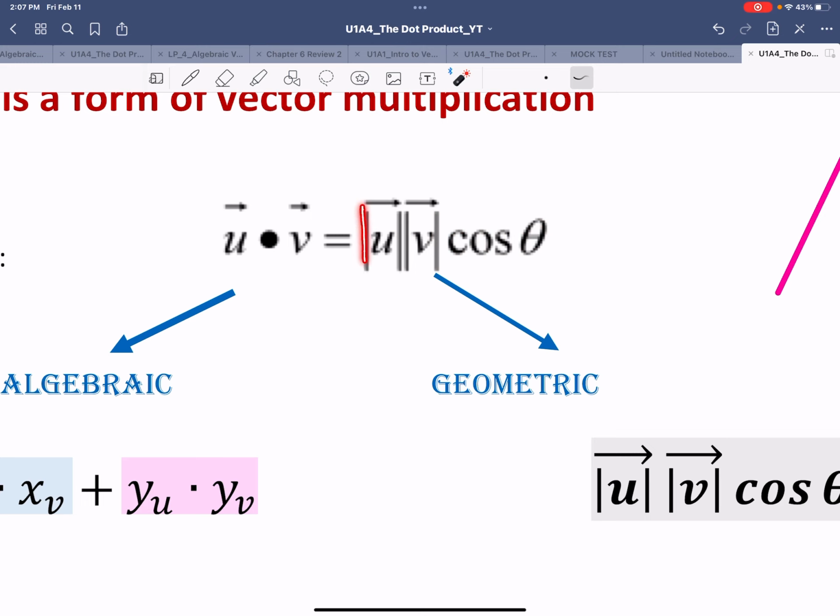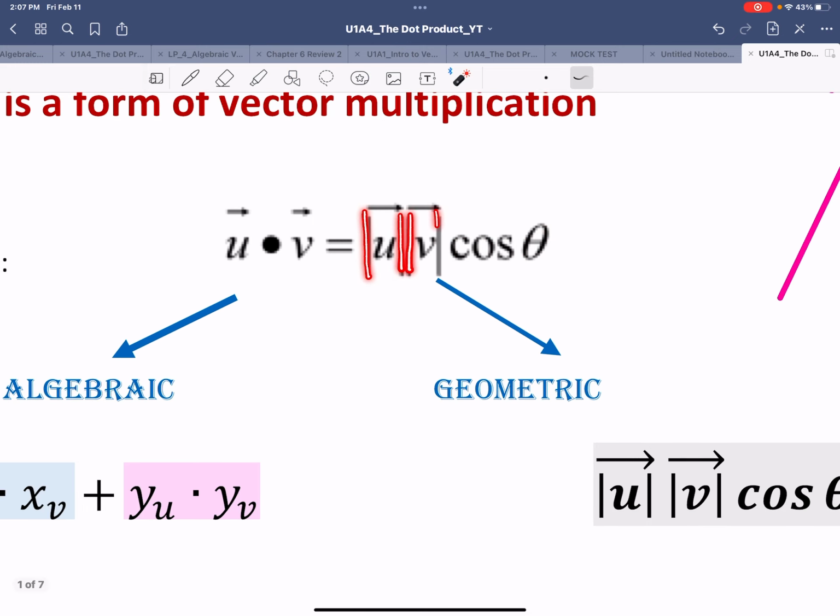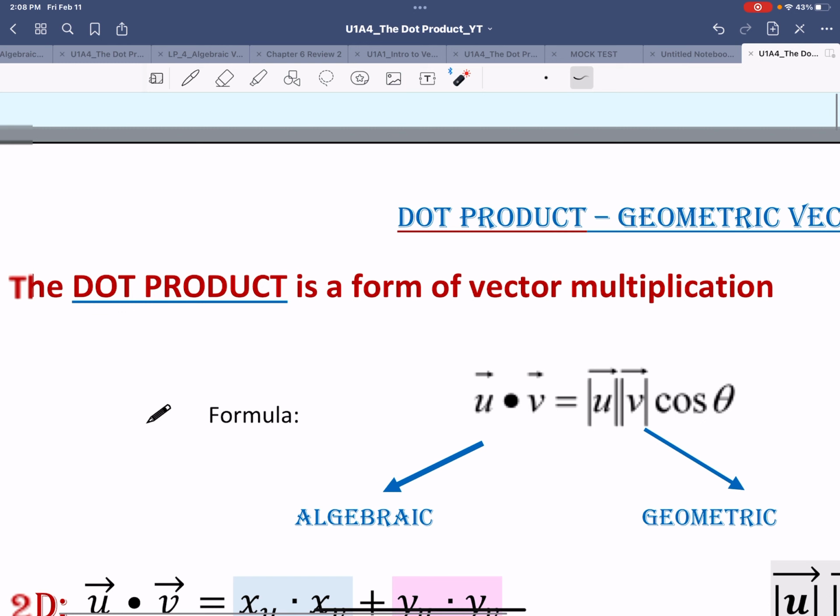As you can see, the magnitude of u will be a number, a positive number. The magnitude of v is another positive number, and cos theta will be a number as well. So the product of three numbers will give a number, or a scalar. And this is the reason why very often we refer to the dot product as the scalar product.